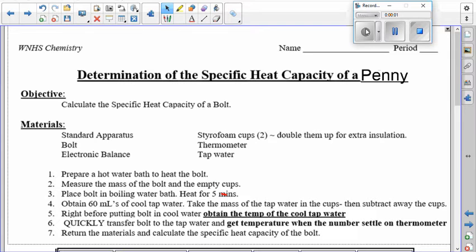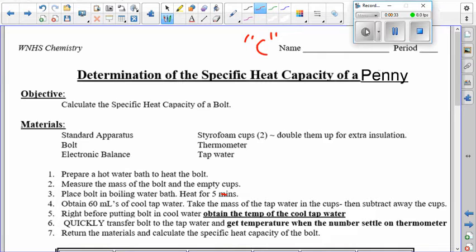Okay, so today we're going to do a lot of recap from last week's lab on Thursday. If you remember, you took a bolt, you boiled it, okay? You got to 100 degrees, you tossed it into a double insulator cup with some water in it. You got the temperature before you put the bolt in. Once you put the bolt in, you switched it around, you got that temperature. And we calculated the specific heat capacity, that is the C of your bolt.